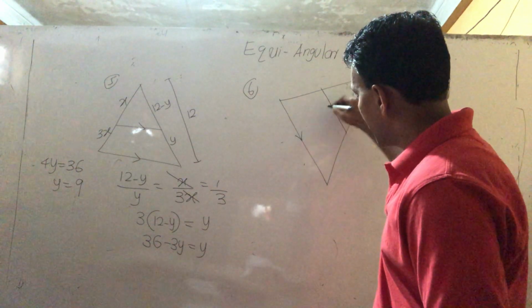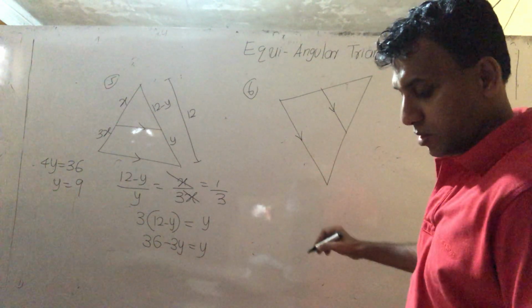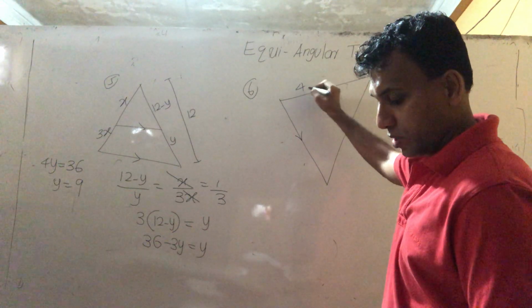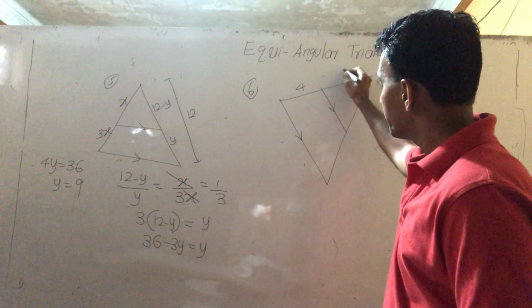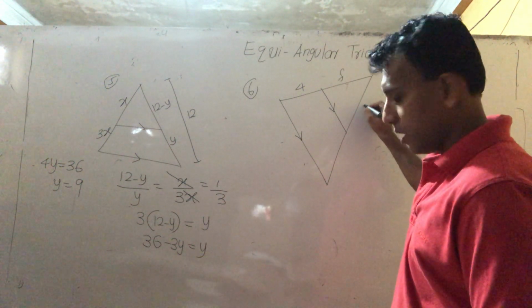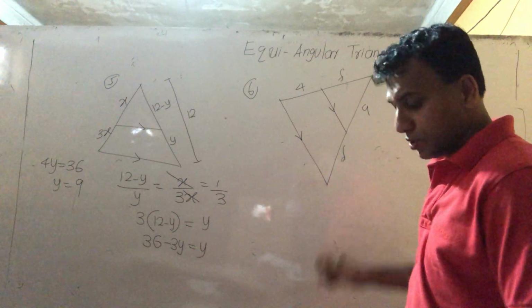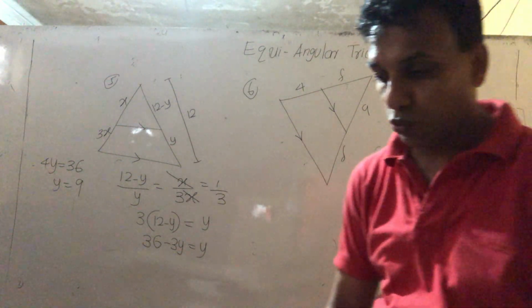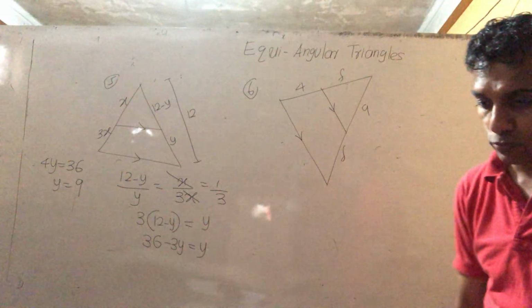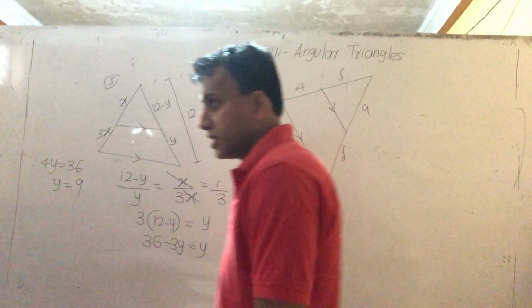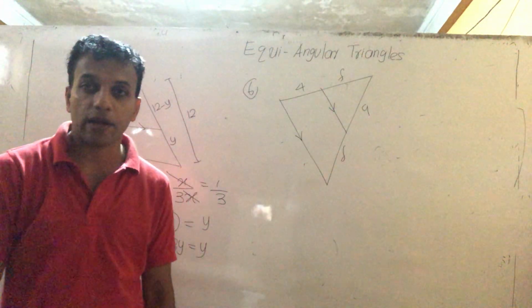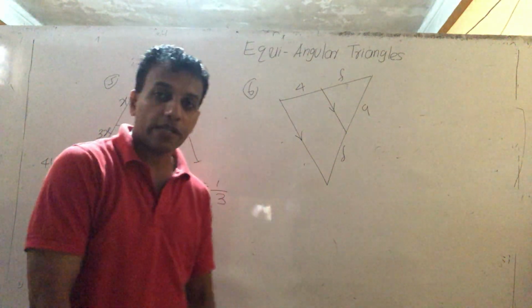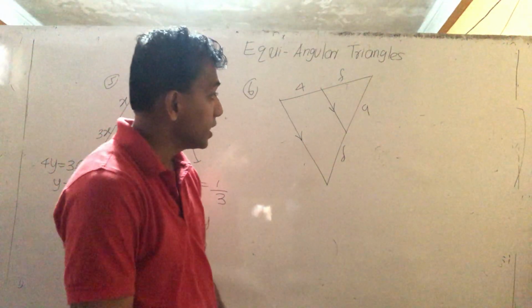The lines are parallel. Here 4, here 9, and here they mark F. So find the F value. Follow the idea: in a triangle, a line drawn parallel to a side divides the other two sides proportionally.